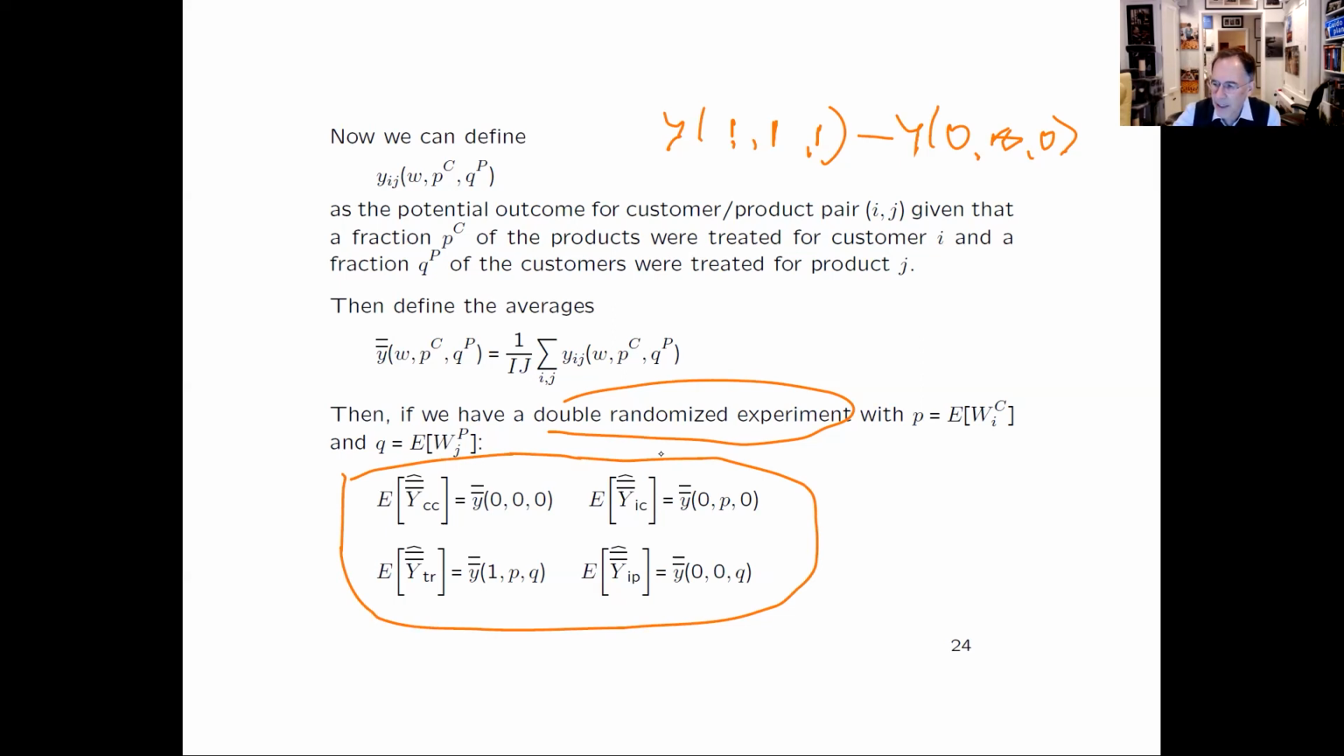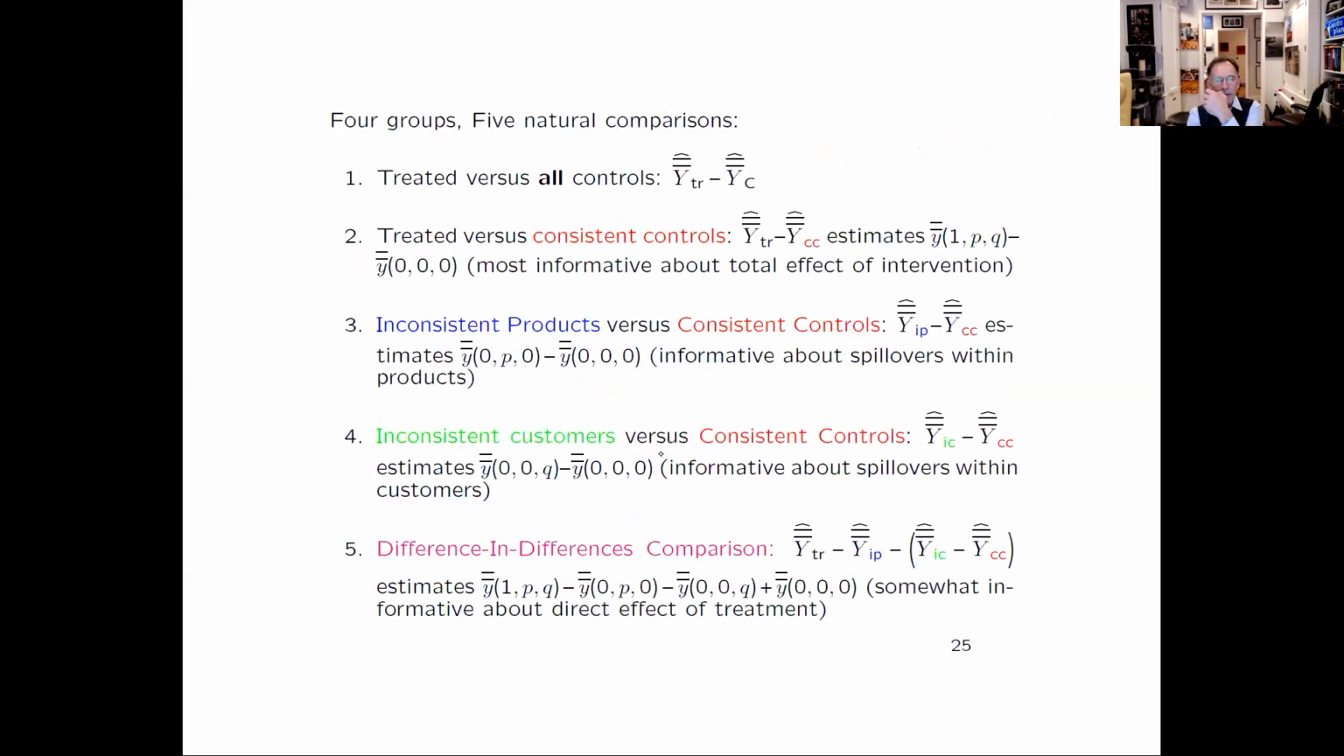And so if we make P and Q very small, we can get close to estimating this type of object, but we wouldn't get a very precise estimate of this thing, because there would be very few treated pairs. So it's going to be tricky to estimate differences of this type in general.